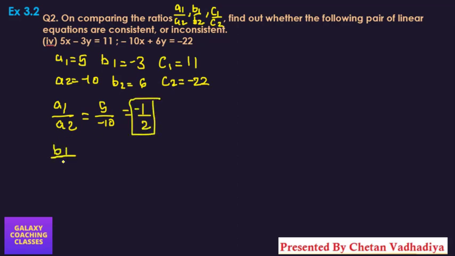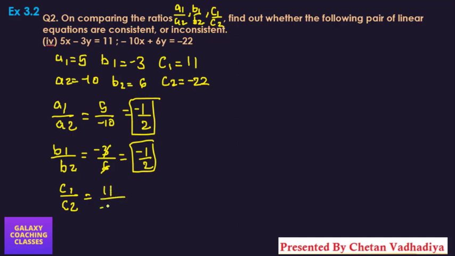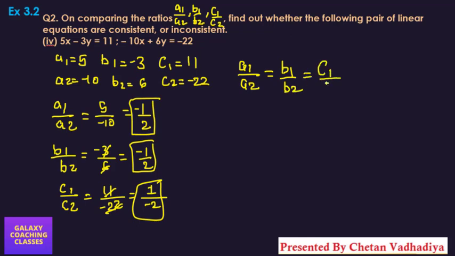Now b1 upon b2. Minus 3 by 6, you can cancel this, 1s are 2s are, so you will get minus 1 by 2. Now c1 upon c2. 11 by minus 22, again you can cancel, 11 1s are, 11 2s are. So 1 by minus 2. Again everywhere you are getting the same. You can change this sign in the numerator. So all these three ratios are equal. Here a1 upon a2 is equal to b1 upon b2 is equal to c1 upon c2.